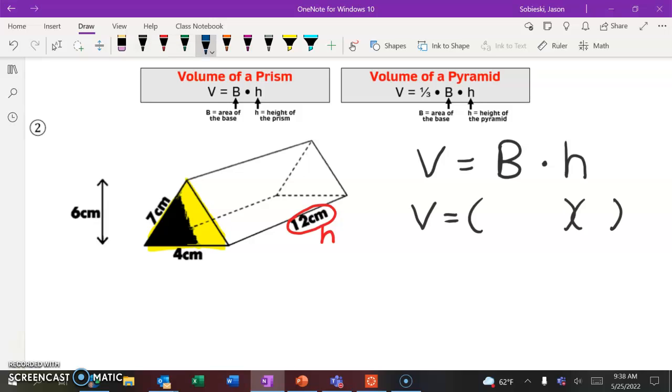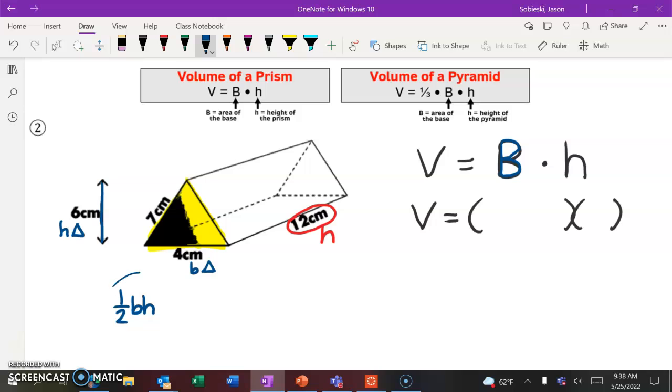The first thing that we need to do for B is the area of the triangular base. If you remember, the formula for finding the area of a triangle is 1/2 base times height, where b and h are the base and the height of the triangle only, not the prism. So we need to use 4, and this should be a b, not an h. The 4 is the base of the triangle. And again, when we measure height, it needs to be perfectly vertical. So 6 will be the height of the triangle.